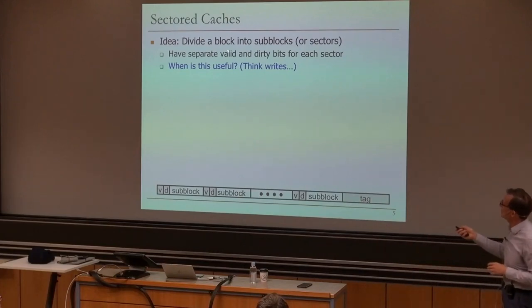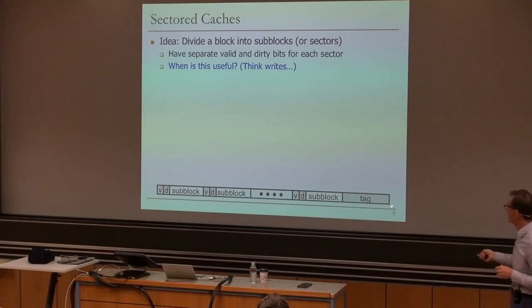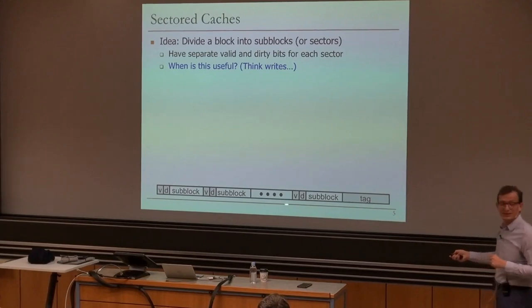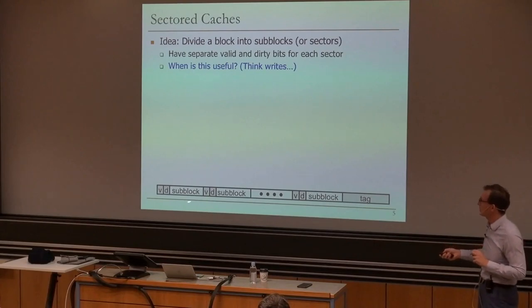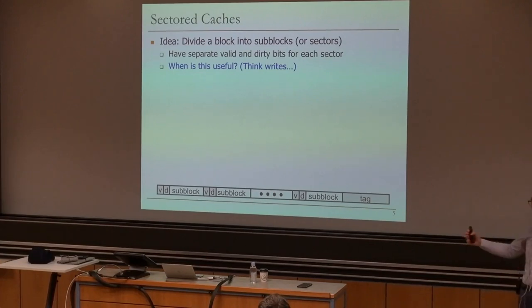And have separate valid and dirty bits for each of the sectors or sub-blocks. So sector and sub-block have the same meaning. As you can see over here, you have a single tag saying, this is my entire 64-byte block. But some of the sub-blocks may be valid and dirty. So you're keeping track of each sub-block separately in terms of valid and dirty bits. But you're not changing the cache block size in terms of storage.